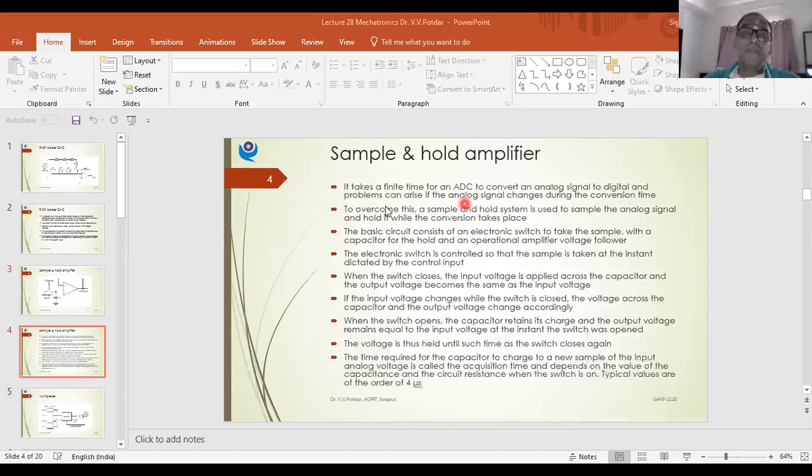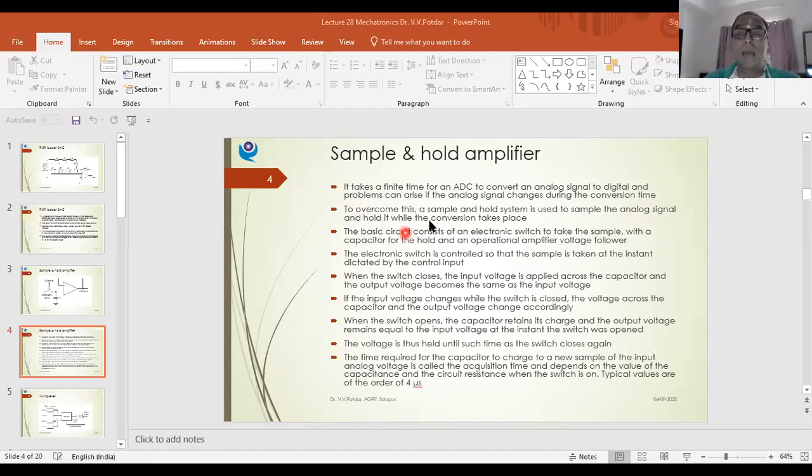So let us quickly see. It takes a finite time, just be attentive. It takes a finite time for an ADC to convert an analog signal to digital form, and problems can arise if the analog signal changes during the conversion time. If the signal is continuously changing at a faster rate, whether my digital converter will be able to cope up with that? Yes, it can cope up, provided my sampling frequency is higher. My sampling and holding time has to be low, right? So accordingly, I can set.